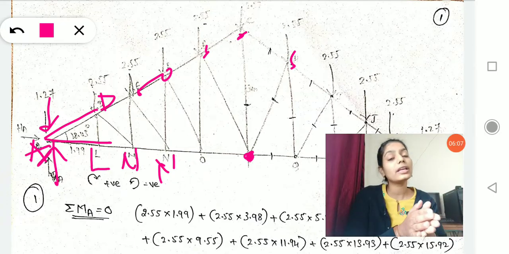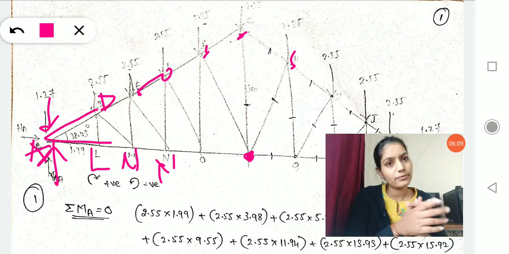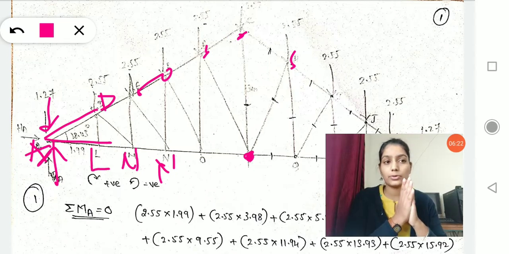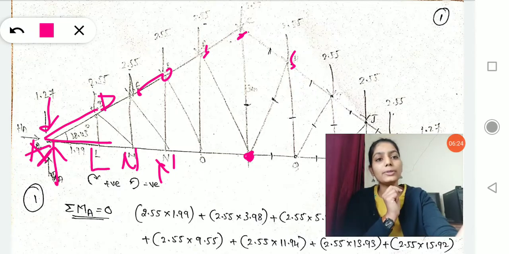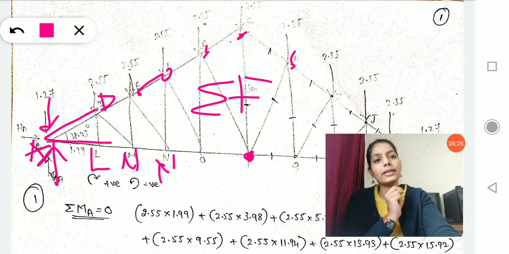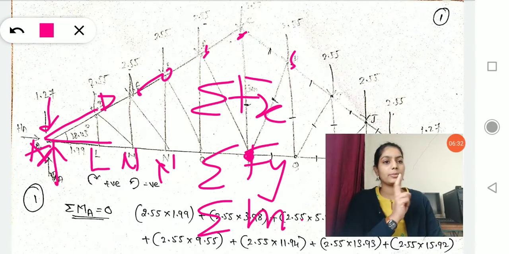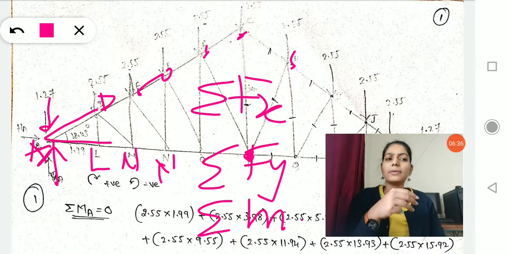is not applicable for truss analysis. And if that equation is not applicable, how do we go ahead? Then you have to use only 2 equations. What are those 2 equations? Summation Fx, summation Fy and summation of moment. These 3 equations you have.